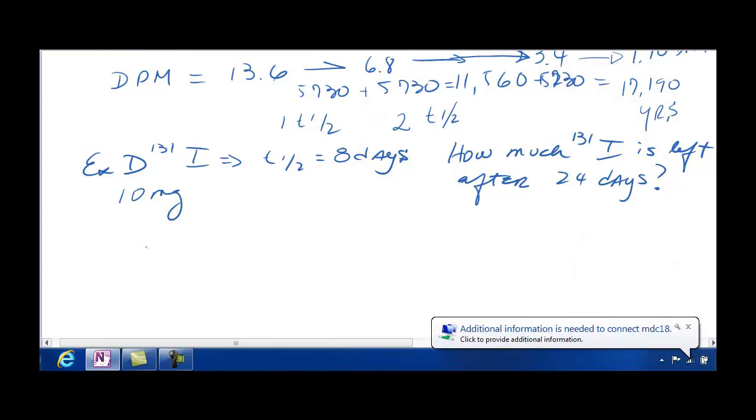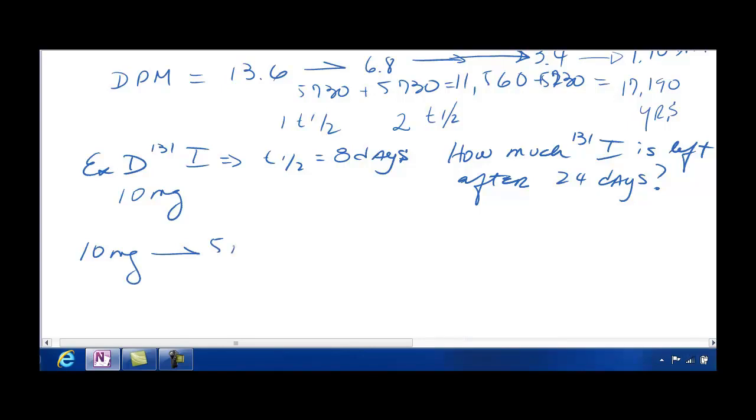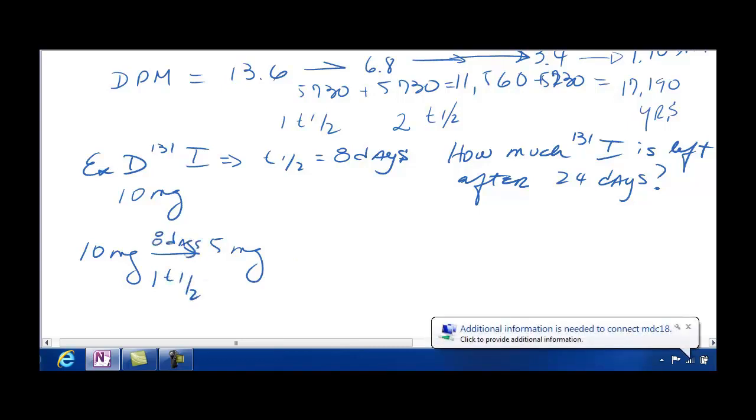Divide the 10 by 2. So I start with 10 milligrams, and I divide it by 2, and I get what? 5. And how many days does that take? That's my first half-life, 8 days. So I'm writing the 10 milligrams. I can write this in disintegrations per minute, or grams, or milligrams, or whatever amount I start with. And then I write the time and the half-lives. 3 things, yes?